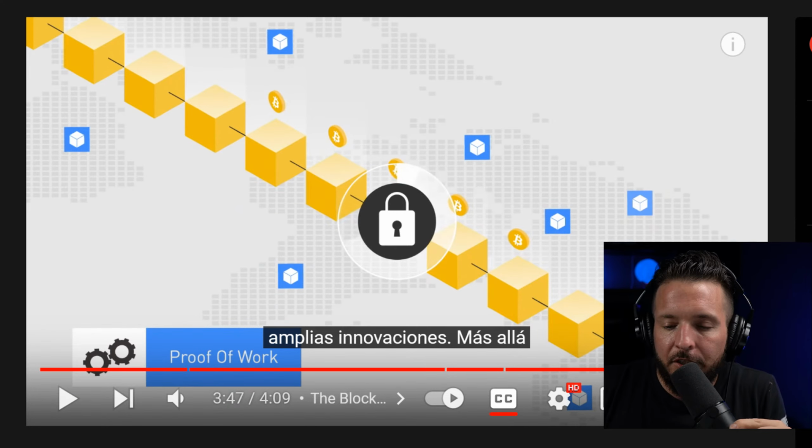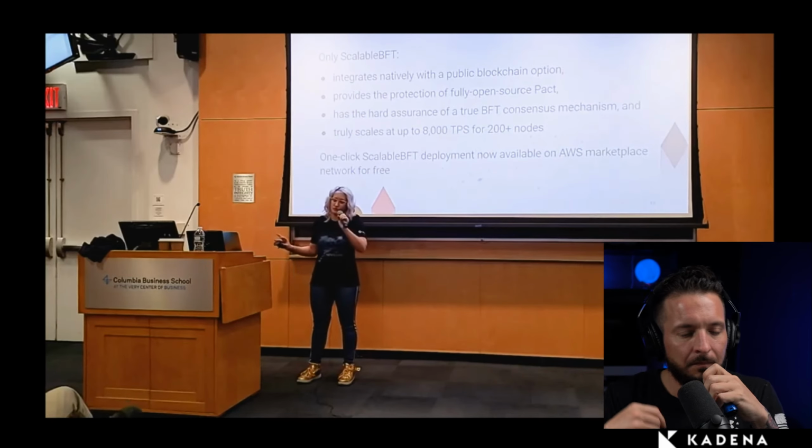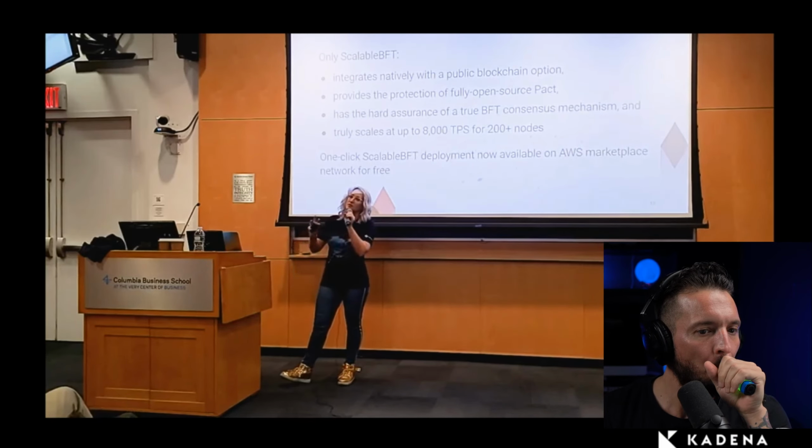So, scalable BFT integrates with the public blockchain Chainweb, and provides Pact open source protection. So you can use Pact on top of scalable BFT. And then it has a true BFT consensus mechanism. It's not a database, it's actually BFT. And it scales up to, so far our sims can run on the old version of Pact. We haven't tested the new version of Pact yet. Up to 200 nodes, you're still getting 8,000 transactions a second. So if you want to try Scalable BFT, it's on the AWS Marketplace, and you can go download it and try it for free.